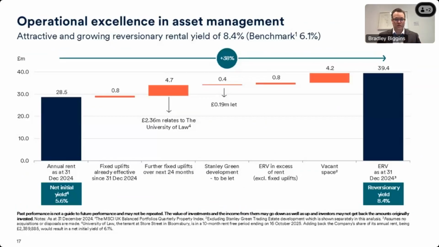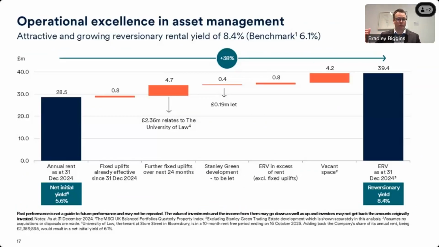I mentioned that reversion, so it's more than £10 million of rent. And here we show some steps as to how we could get there. In our leases, we have fixed uplifts, and that's usually the end of rent-free periods. And since the end of December, we've already benefited from £800,000 of fixed uplifts in our leases.